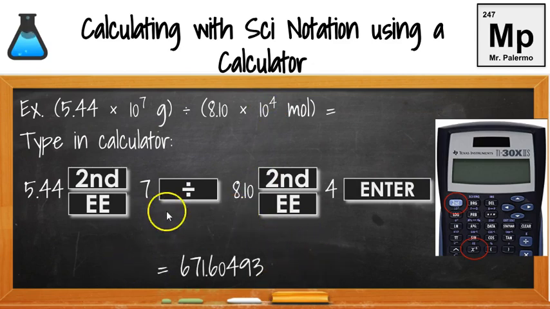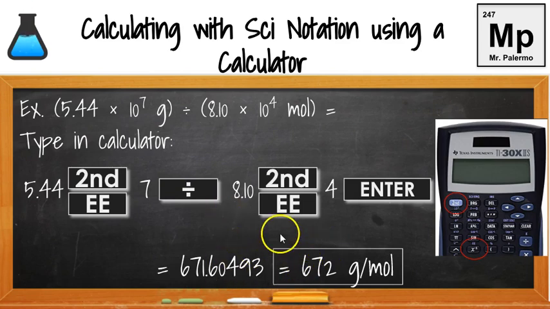You're going to get an answer of, in this case, 671.60493. For graphing calculators, it's going to be the same thing. It's still going to be an enter exponent button. For some older calculators, it may say EXP for exponent.